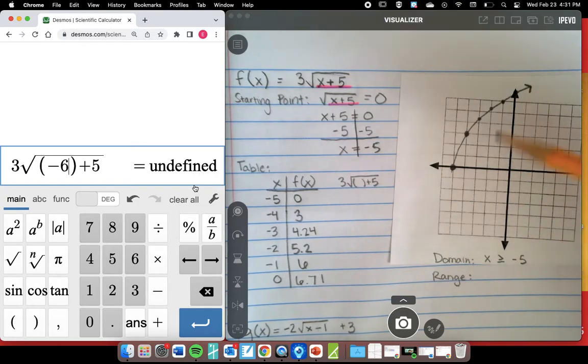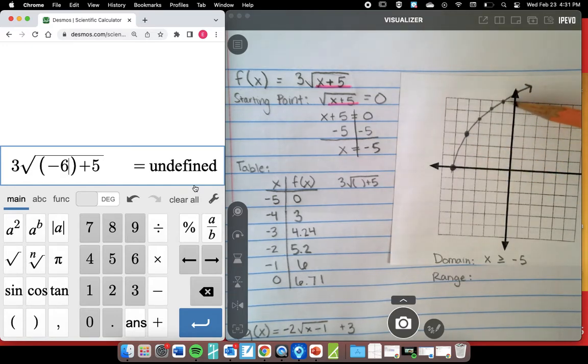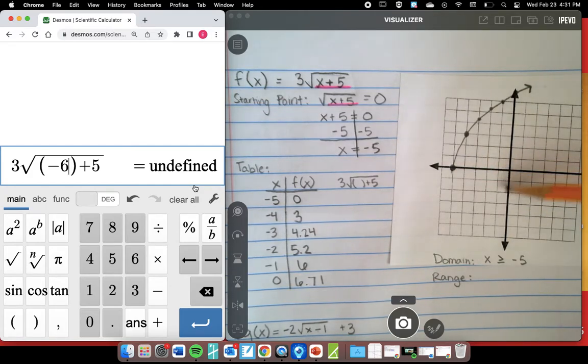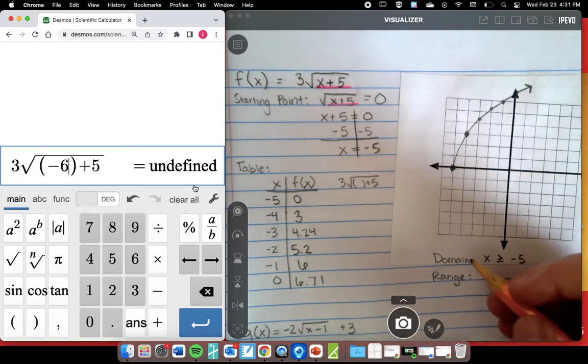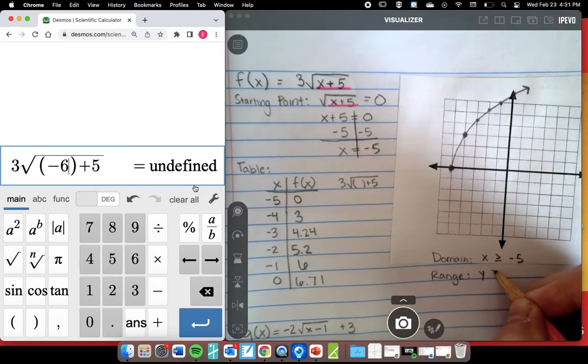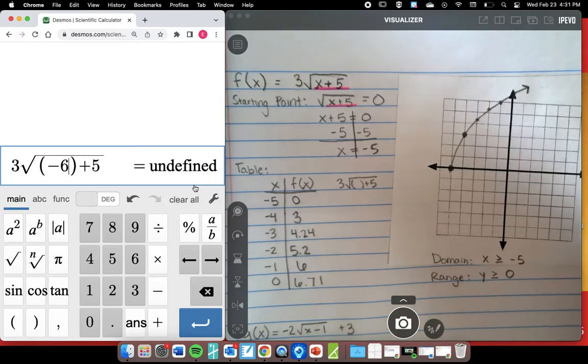And then for my range, I'm thinking up and down on that y-axis. So as you can see, it's going to keep going up on that y. Keeps going up, up, up. There's always something up there. But when I go down, it stops at that 0. So there's nothing below that 0. So my y has to be greater than or equal to 0.